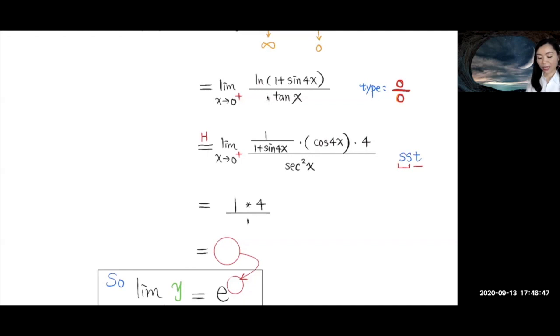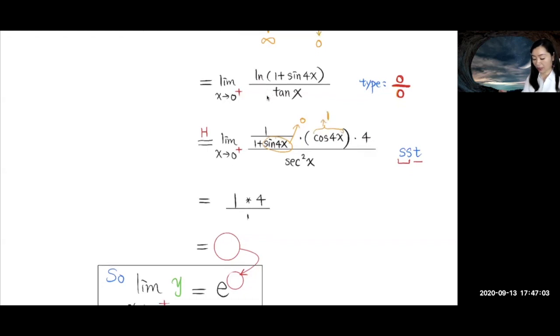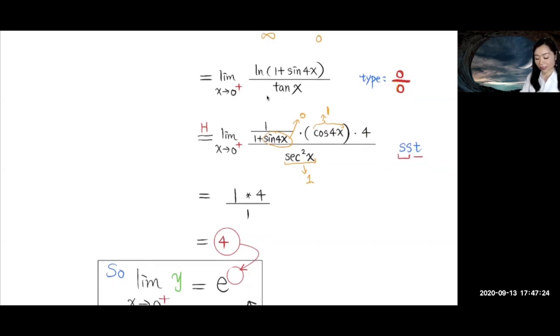As x goes to 0, sine of 4x here is going to go to 0. Cosine 4x is going to go to 1. And secant of x is going to go to 1. So when you substitute 0 for x over here, you're going to get 1 times 4 over 1, which is going to be equal to 4 over here. So this is the limit of ln of y.